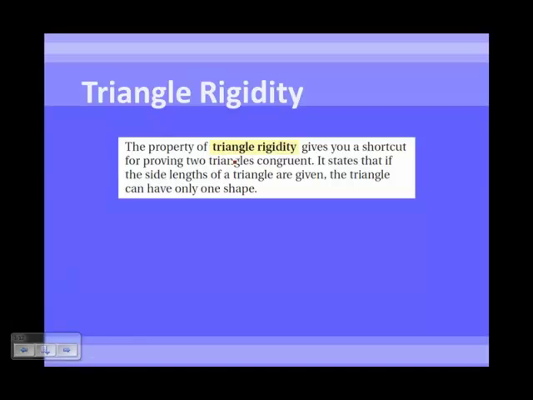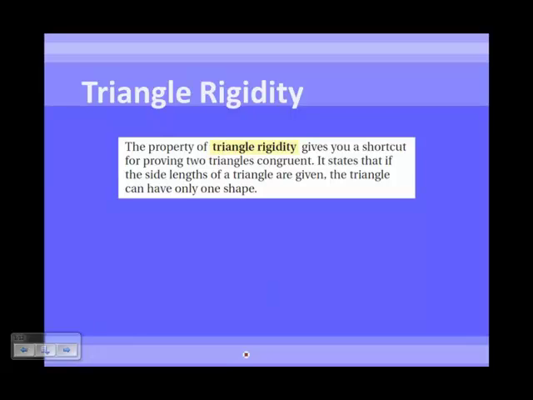I was in class, I believe it was in third hour the other day, and one of the students challenged me. They said, do we really have to do every single angle on every single side? If I know that all the sides are congruent, then the angles have to be congruent. And they said, can you draw two triangles that have all three sides congruent and their angles are different? And my answer to them was no, I can't.